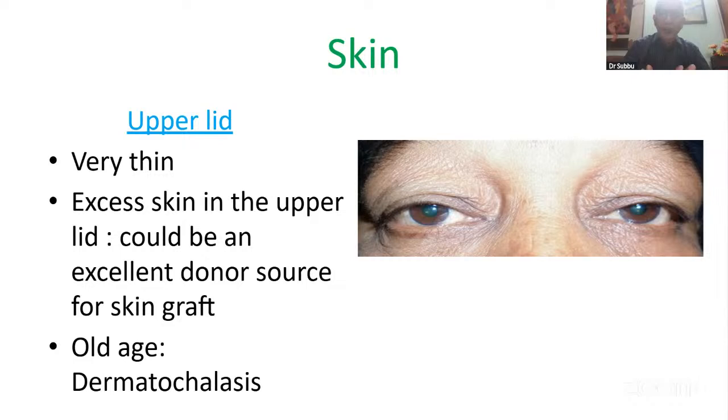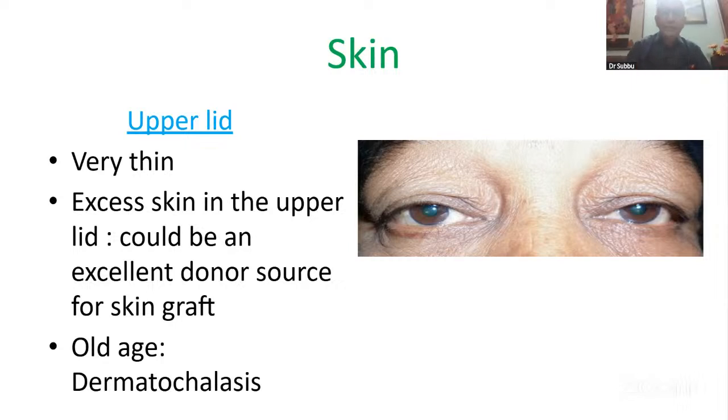The skin in the upper lid. The skin of the lid is the thinnest skin anywhere in the body, except or same as the prepucial skin in a male. This is the thinnest skin. So what does it mean? Whenever we are doing skin grafting, we must look at an area of the donor where you can have a matching thin skin with the same structure.